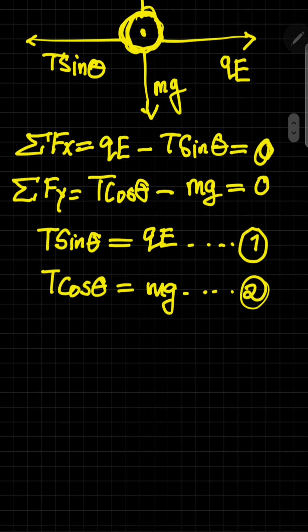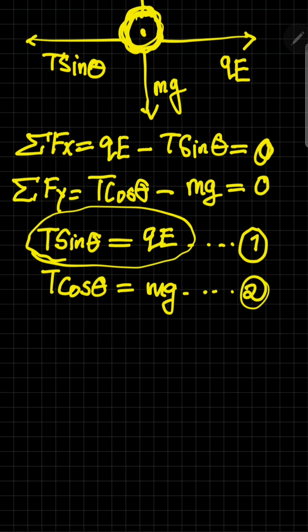Okay, so remember, we are trying to find the charge of this ball right here. So how can we find it from here? How about we make tension the subject of the formula in equation 1, then replace that value in equation 2. I think that sounds like a good idea. Let's do that.